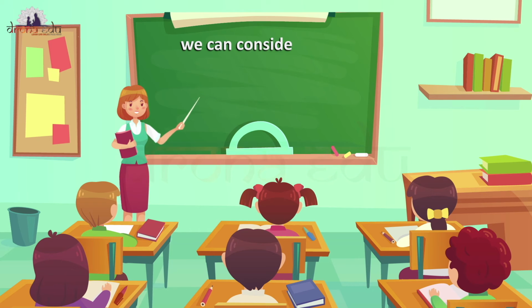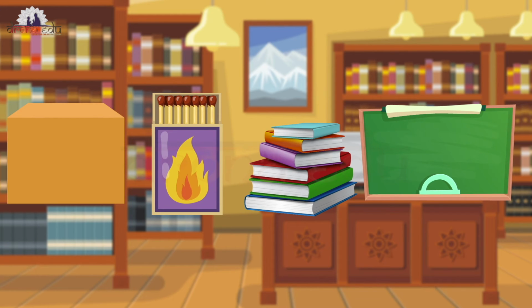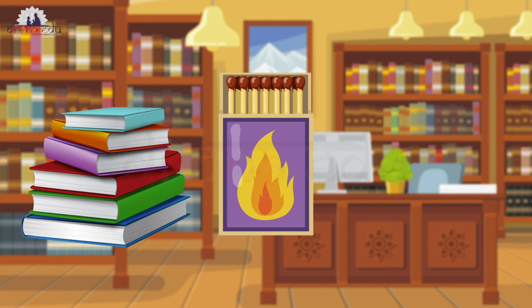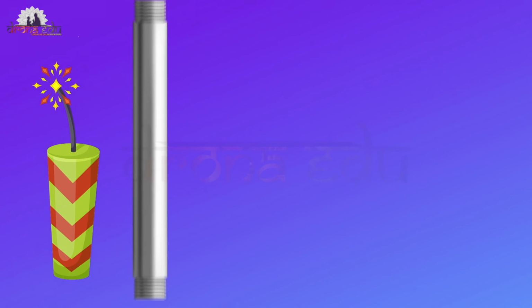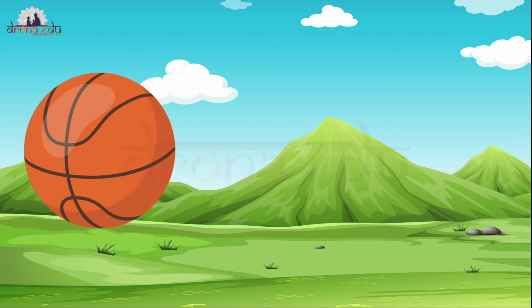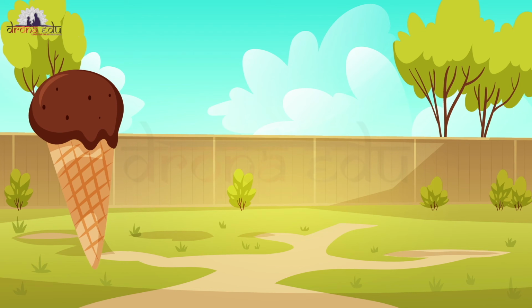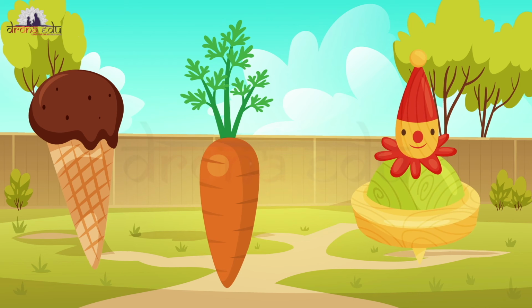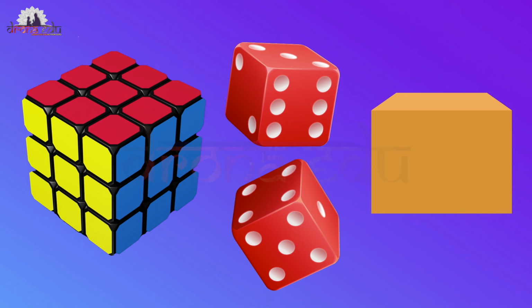Now, we can consider all these objects and group them. Book and board in one group. Similarly, I can group book, matchbox, and board in one group, and then cracker, pipe, chalk, and soda can in one more group, and then ball, apple, and balloon in one group, and then ice cream, carrot, and spinning top in one more group, and cube, dice, and box in one group.